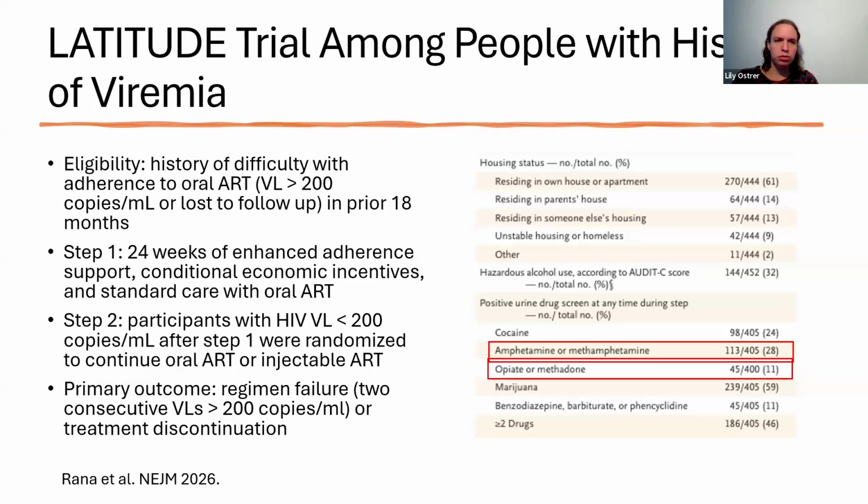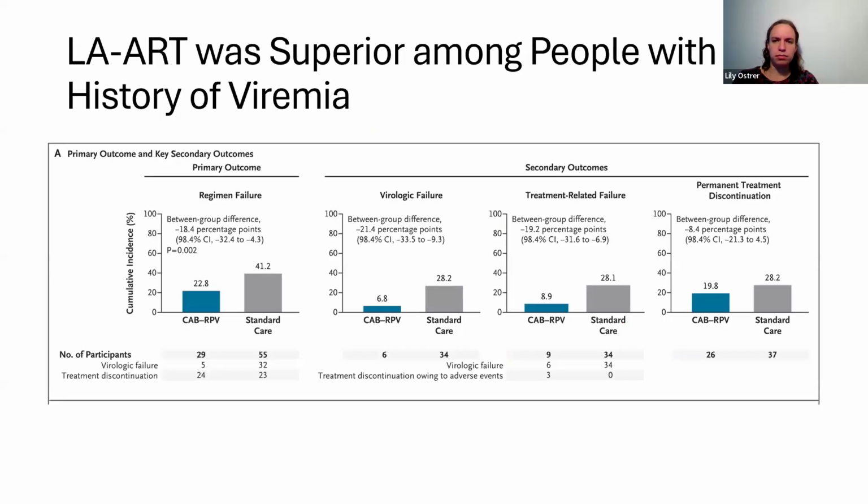So the results from the Latitude trial were pretty incredible. It showed that in the long-acting cabotegravir-rilpivirine arm, the rate of regimen failure was 22.8% versus 41.2% in the standard care arm, and these results were statistically significant. There were 5 virologic failures in the long-acting cabotegravir-rilpivirine arm, which were driven by drug resistance, and there were 29 discontinuations overall. So the trial actually stopped randomization early, given the significant findings of superiority of cabotegravir-rilpivirine in this population.